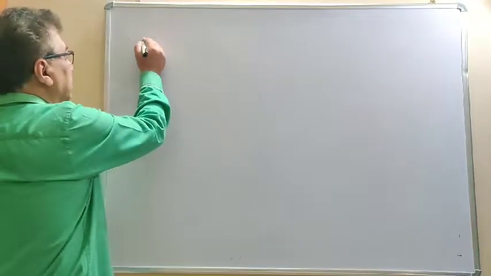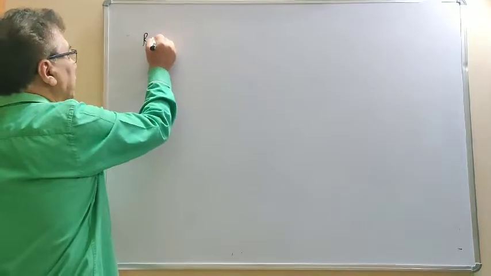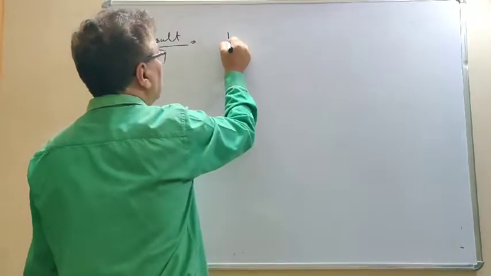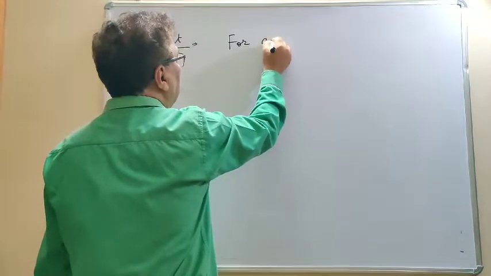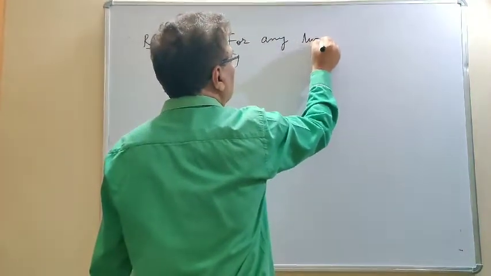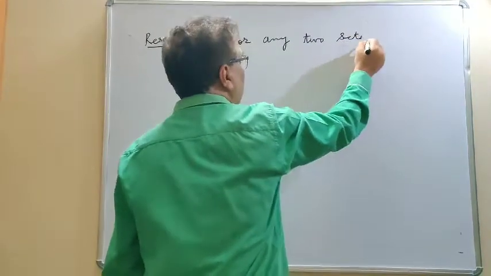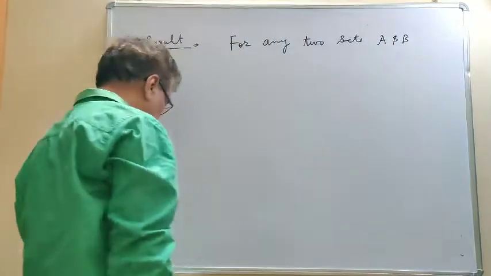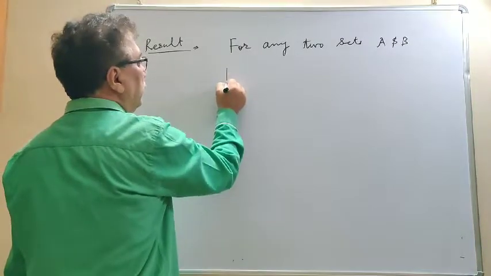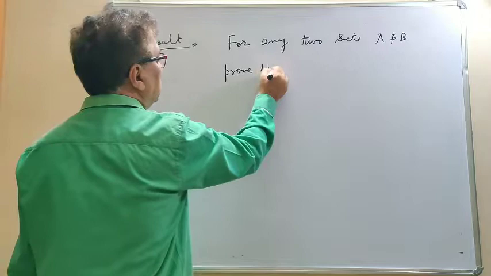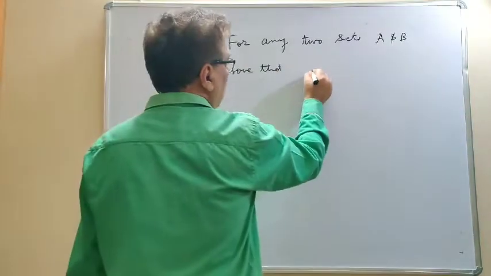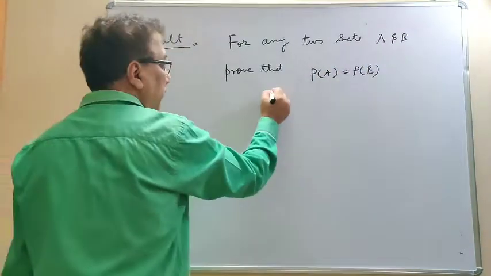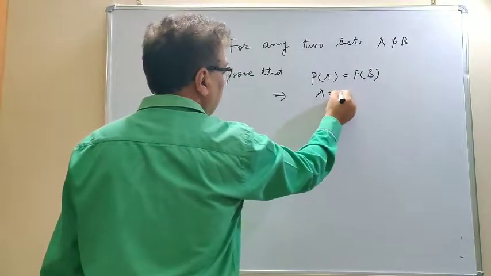Now we'll discuss again one very important result: for any two sets A and B, prove that power set of A is equal to power set of B implies A is equal to B.